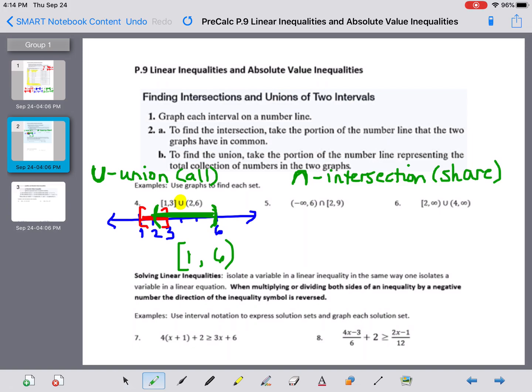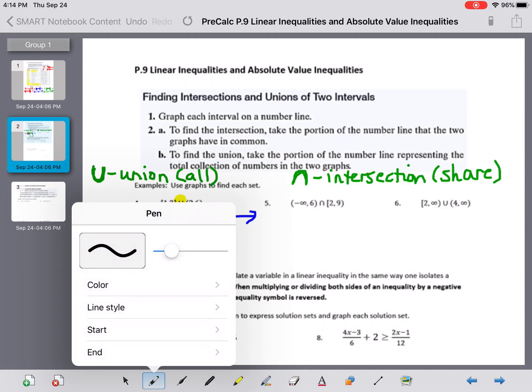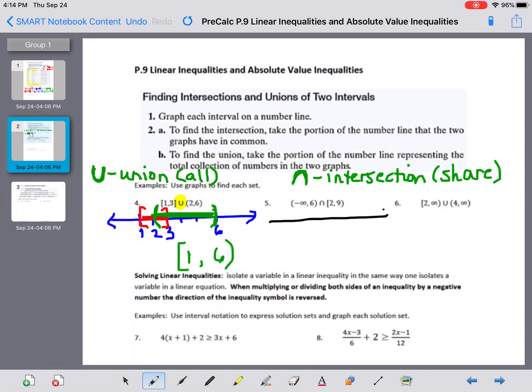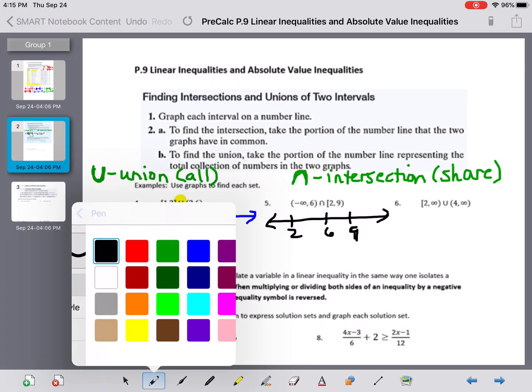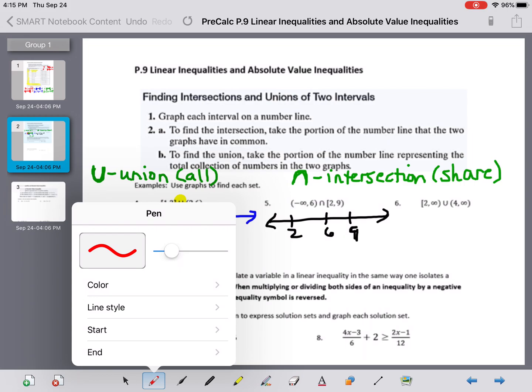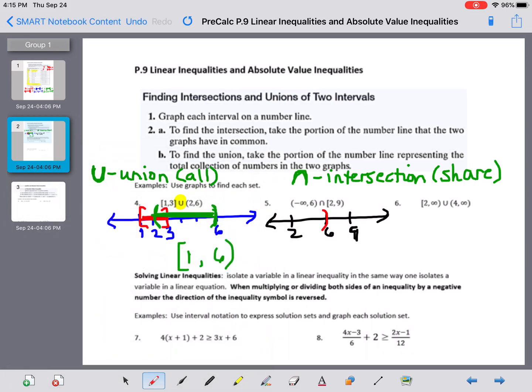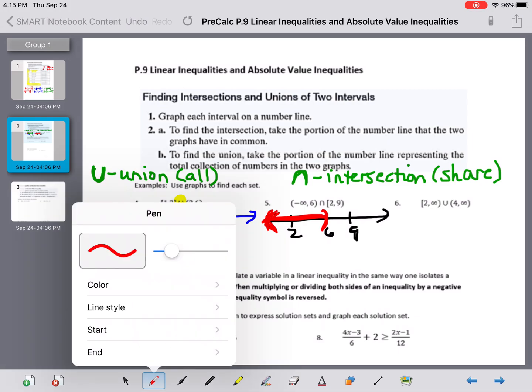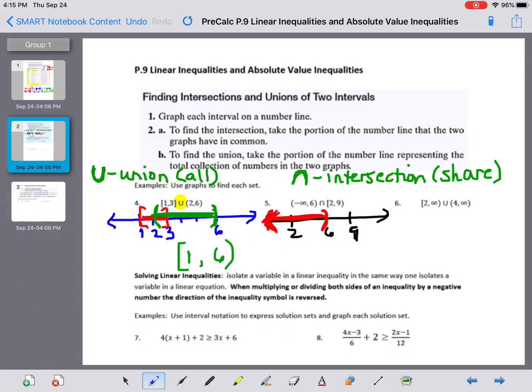All right, so let's try number 5. I'm going to do a black number line this time. Looks like I go to negative infinity, but I have a value of 2, a value of 6, and a value of 9 here, so that's what I'm going to put on my number line. The first interval goes from negative infinity to 6, not including 6, and of course you can't include negative infinity. That means it's going on and on forever that way. There's no ending, so there's no including point. And then my second interval goes from 2, including 2, all the way up to 9.